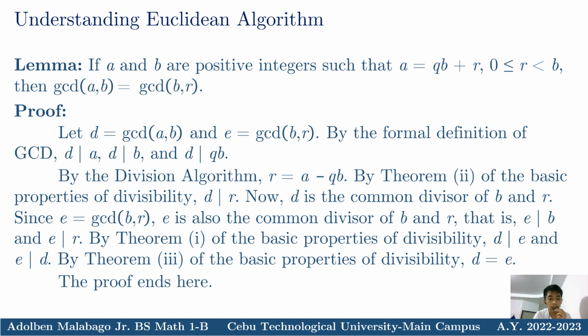By sub-theorem 2 of the basic properties of divisibility, d divides r. Now, d is a common divisor of b and r. And since e equals the GCD of b and r, e is also a common divisor of b and r. That is, e divides b and e divides r. By sub-theorem 1 of the basic properties of divisibility, d divides e and e divides d. By sub-theorem 3 of the basic properties of divisibility, d is now equal to e. And the proof ends here.